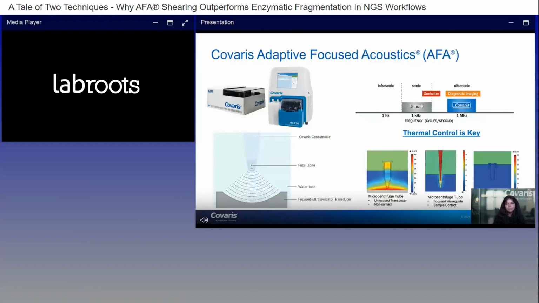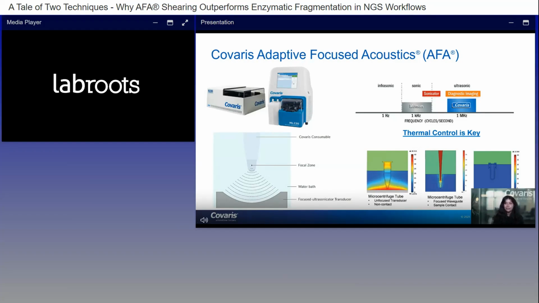And at Covaris, we have really optimized this acoustic sonication with our adaptive focused acoustics, or AFA. Now, this is the technology that is at the heart of our ultrasonication instruments. Every Covaris ultrasonication instrument has a component known as the transducer. The transducer delivers acoustic energy in a geometrically defined pattern through your water bath to hit the focal zone of your Covaris consumable. In this way, we can deliver precise, reproducible bursts of energy to your sample.